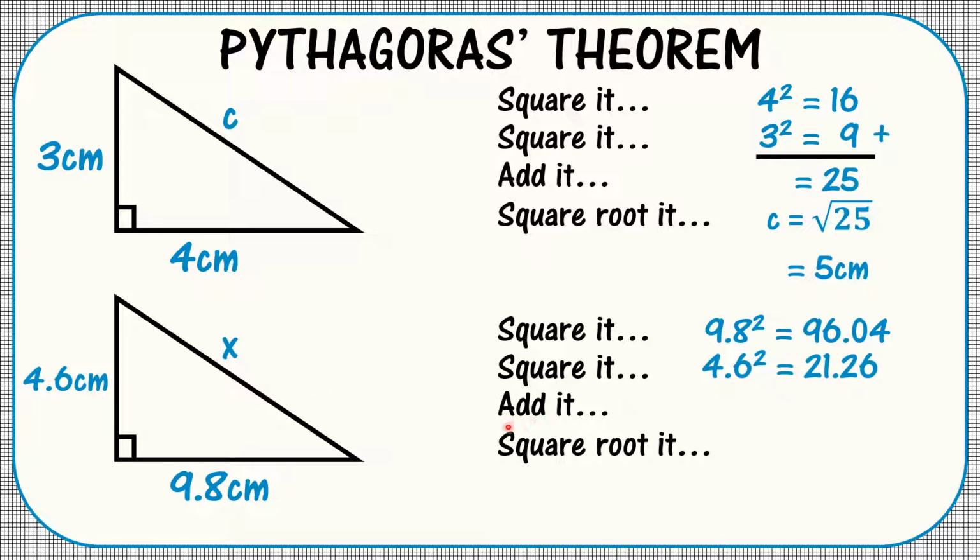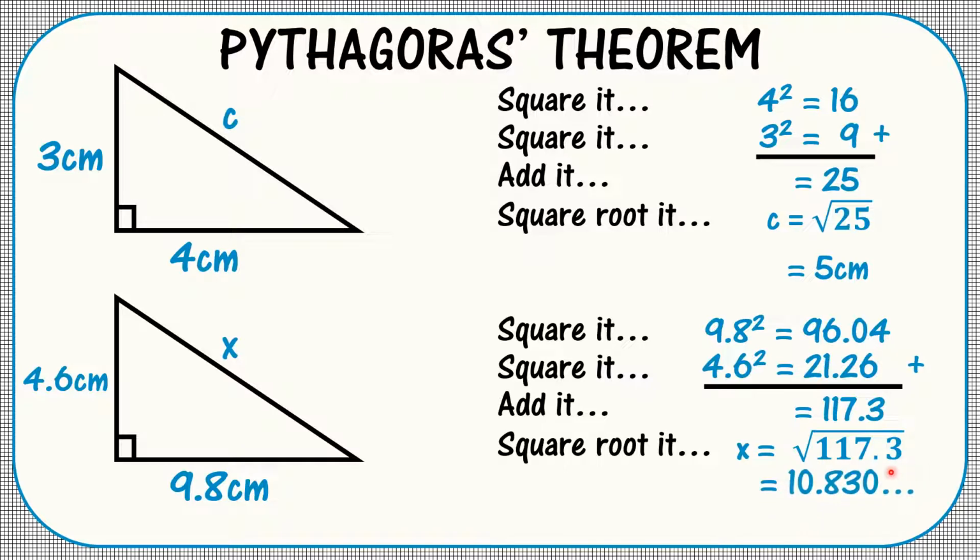What you would do is add it. So you would add these two numbers. So 96.04 plus 21.26. This gives us an answer of 117.3. The final step to work out the value of x is you will square root this answer. So you would do the square root of 117.3. X is equal to 10.830 and so on. Generally, you will tidy this up and put it to 1 decimal place. So the final answer is 10.8 centimeters to 1 decimal place.